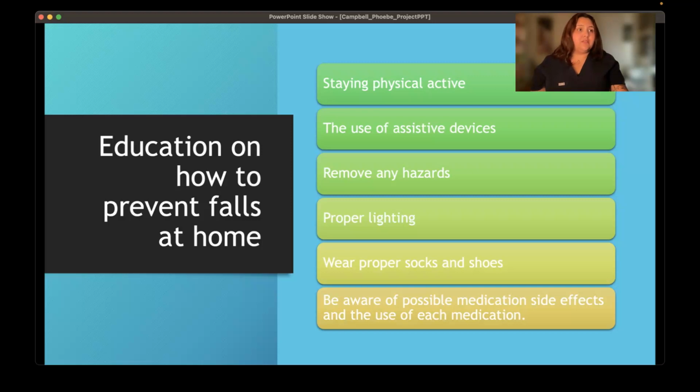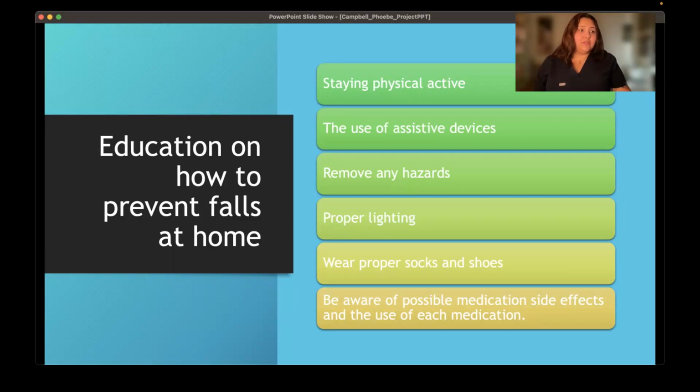Using assistive devices: walkers, canes, handrails up the stairwell, non-slip tread on hardwood floors, a raised toilet seat or one with armrests so the toilet's not so low and they can just pull themselves up. Grab bars in the shower or the tub, and possibly, if needed, a shower or bath chair.